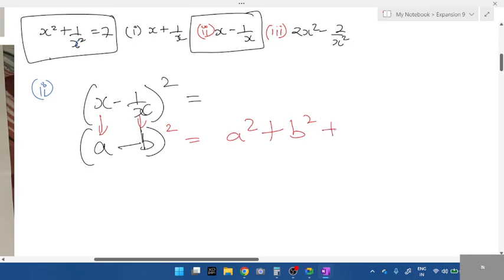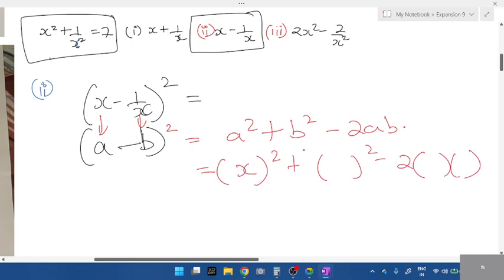Is it plus into AB or minus? What is the sign given? Minus? Simple. That's it. We got it instead of what is given. What you have to do instead of B, so that's x into 1 by x. Is it that tough?